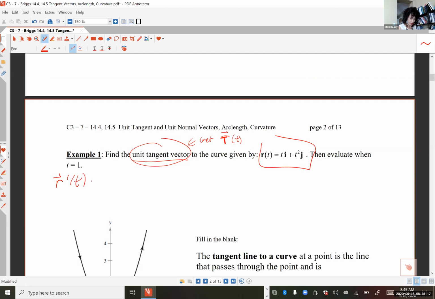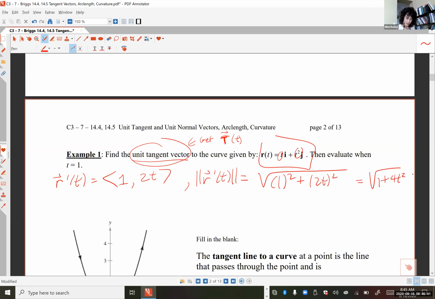So let's go get the derivative, and I'm going to use component form. The derivative of t with respect to time t is 1. The derivative of t squared is 2t. So there's the velocity vector. And now you're going to unitize it, so we are going to need the magnitude. Let's go get that first. We're going to take the square root of the sum of the squares of these components.